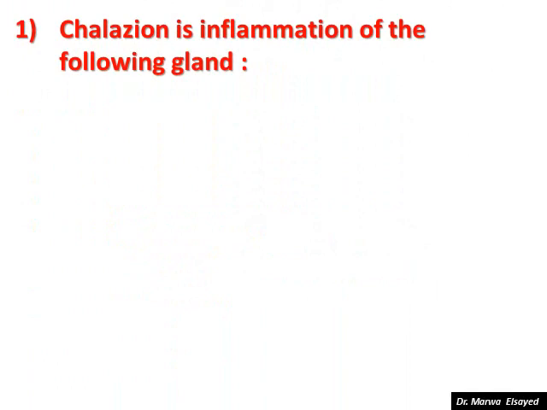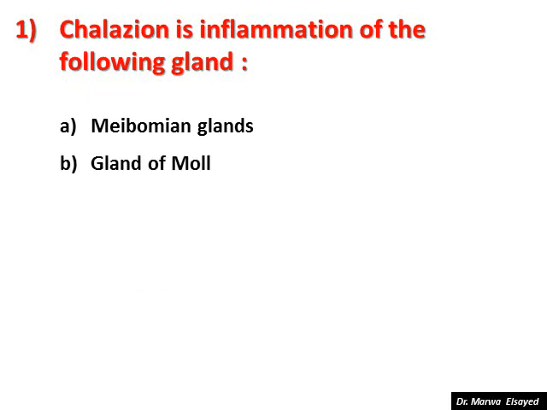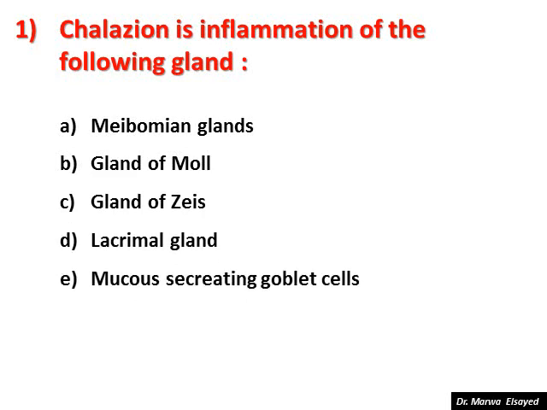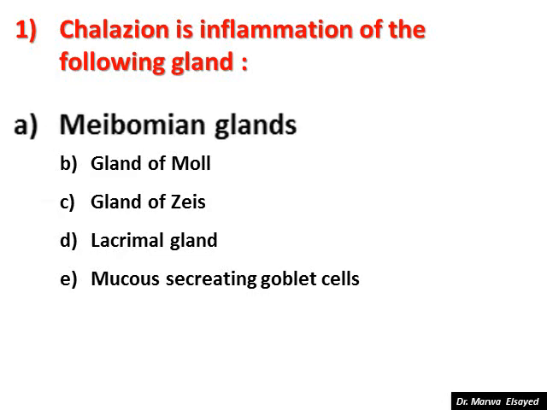The first question: chalazion is inflammation of the following gland. What is the chalazion? Inflammation of meibomian gland, gland of Moll, gland of Zeis, lacrimal gland, or mucus secreting goblet cells. The answer is meibomian gland. Here I want to tell you the difference between chalazion and stye.